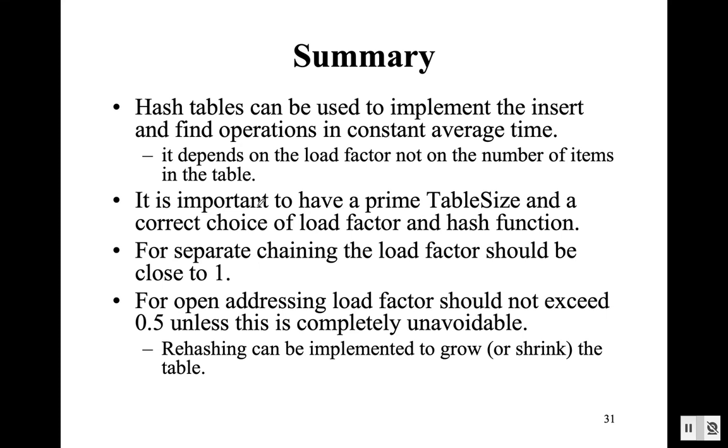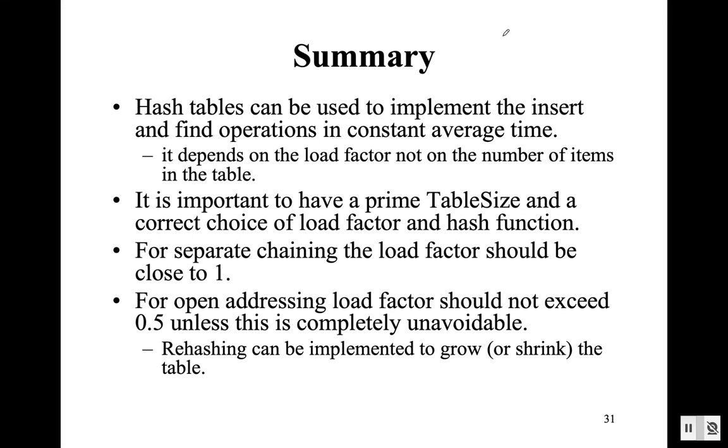So the summary is that a hash table can be used to implement the insert and find operations in constant average time. We saw that for different implementations the average time could be higher than 1, but still we expect that the average time for searching an item and inserting an item should be constant. The search time depends on the load factor, not the number of items in the table. So it's important to have a prime table size.